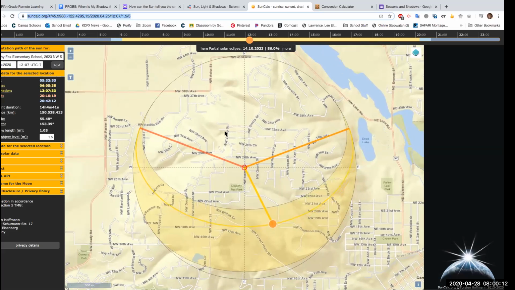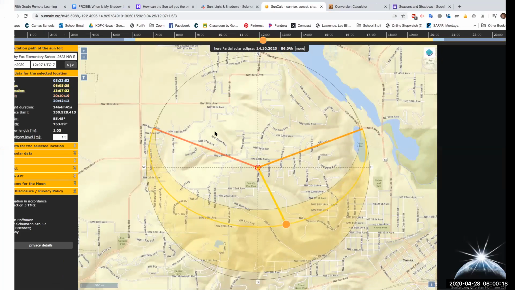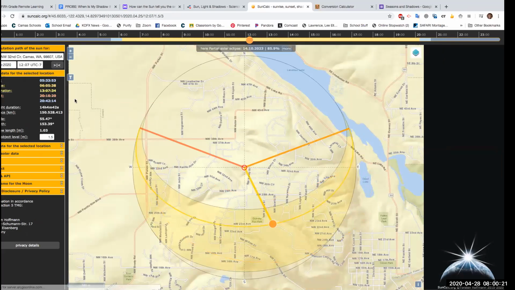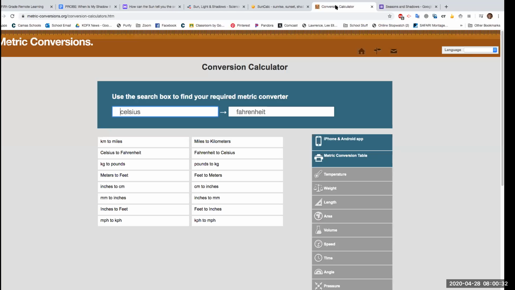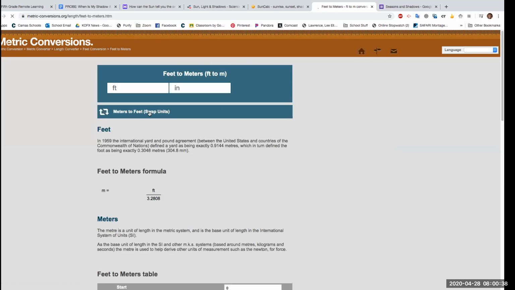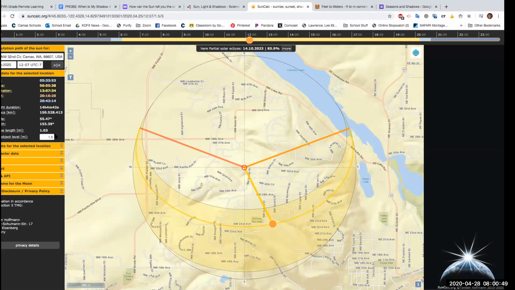On this one, you can type in your address. So over here on the side, you can type in your address, and you can actually figure out your height too, or put in different heights, and then see how high the shadow would be. So what I did is I went to a conversion calculator, and these are kind of fun. So I'm going to convert feet to meters, and I'm 6 feet tall, so I can go ahead and type in 6 feet, and it tells me that I would be 1.8288 meters. So then I can come back and I can put that into this box here, and I can see how tall my shadow would be. So play around with that.